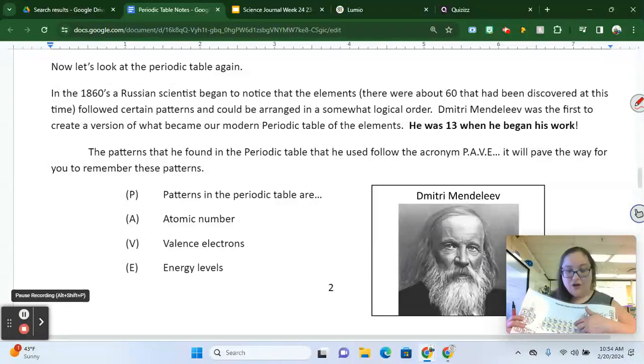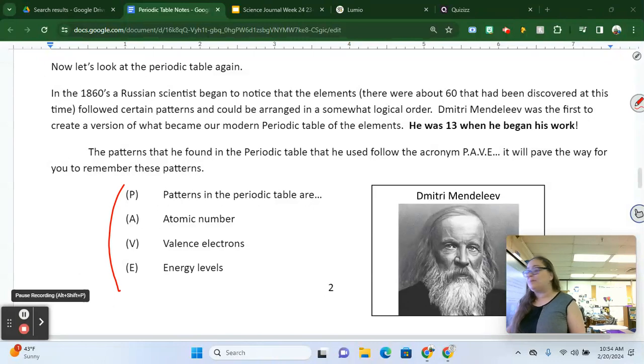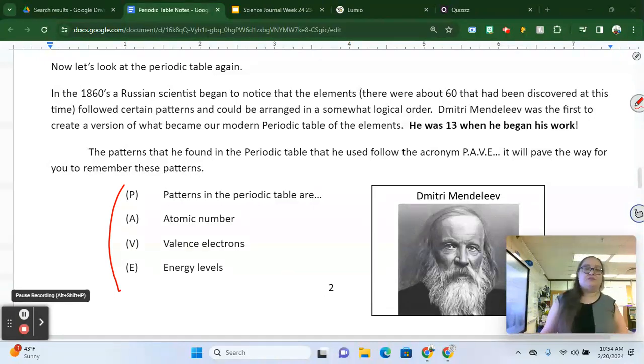But they had a little card that had the information about it on it, and he just laid them out on the table and organized them around. And he started to notice some patterns. Now, the first pattern in the periodic table, oh, PAVE. The acronym PAVE will pave the way for you to remember the patterns of the periodic table. So the P in PAVE just stands for patterns. It's just supposed to remind you that patterns is what we're studying here.